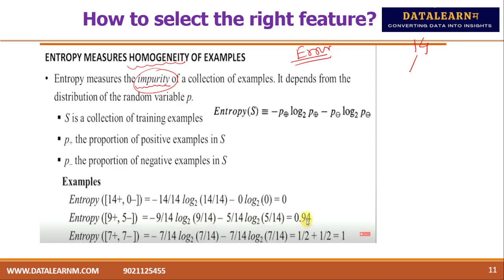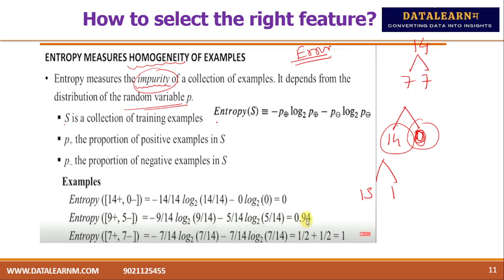Suppose I have 14 records. It could be 7 and 7, it could be 14 and 0, it could be 13 and 1. When will the error be less? When it is completely or purely split. Whenever it is 14 0 or 0 14, that will have less impurity. Are you getting it? Yes, a pure split. So it depends on the distribution of a random variable p, which is the proportion of positive samples or negative samples.